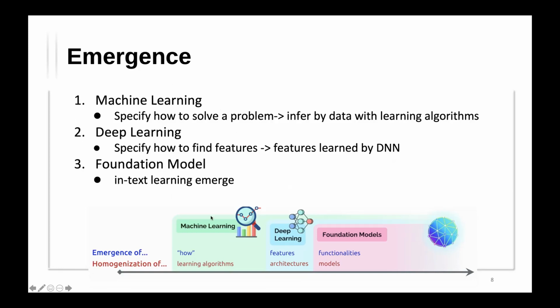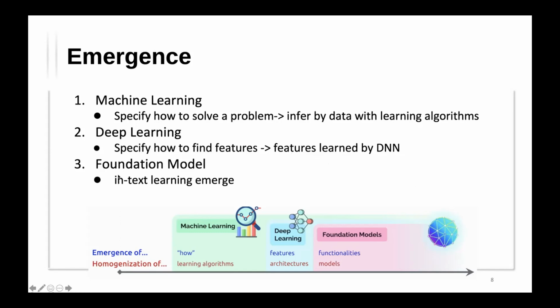It means that with the development of foundation models, first we have machine learning, and then deep learning, and then foundation models. So at first, for the machine learning algorithms, we don't need to specify how to solve the problem. Instead, those algorithms can infer it from data with the learning algorithm. And then with deep learning, we don't even need to specify how to learn the features. Instead, it can be learned with the models. Like with machine learning, we need to input some feature vectors, but with deep learning, we can just input some raw images or text, and then it can be trained end to end.